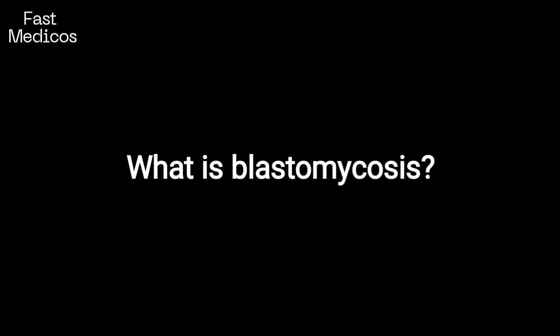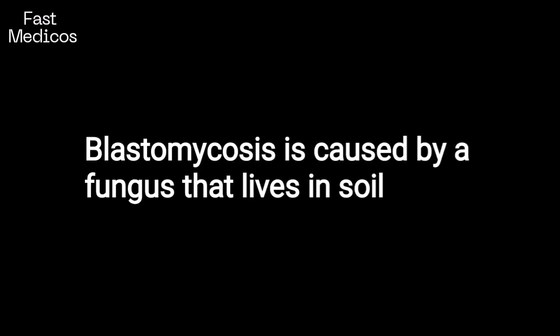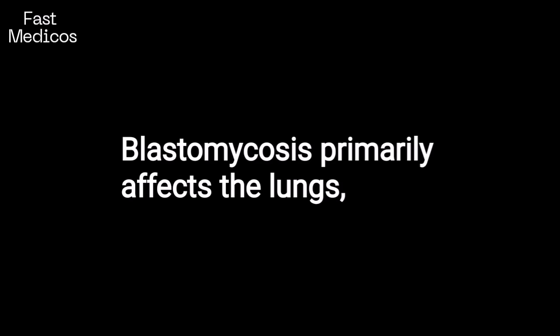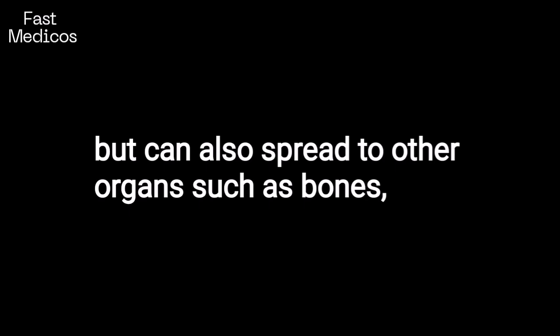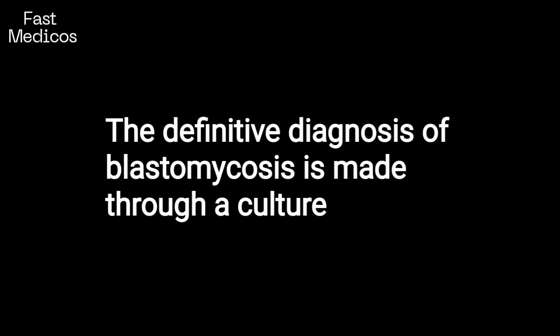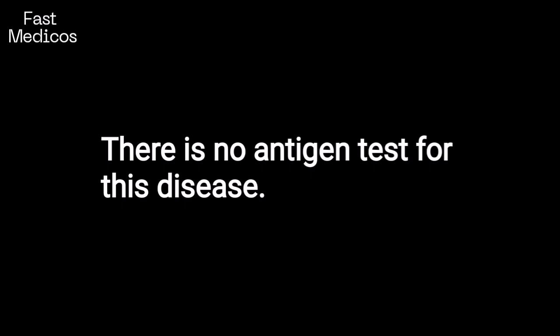18. What is blastomycosis? Blastomycosis is caused by a fungus that lives in soil and rotten wood, particularly near water sources. 19. What are the symptoms of blastomycosis? It primarily affects the lungs, but can also spread to other organs such as bones, skin, and the prostate. 20. How is blastomycosis diagnosed? The definitive diagnosis is made through a culture of the fungus. There is no antigen test for this disease.